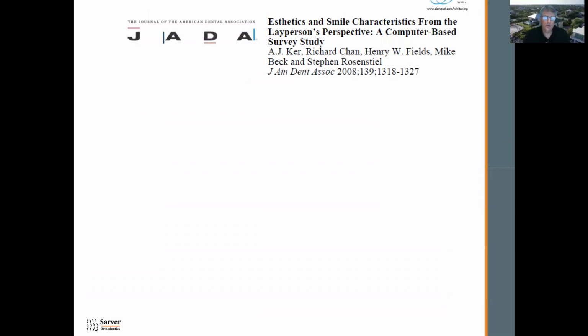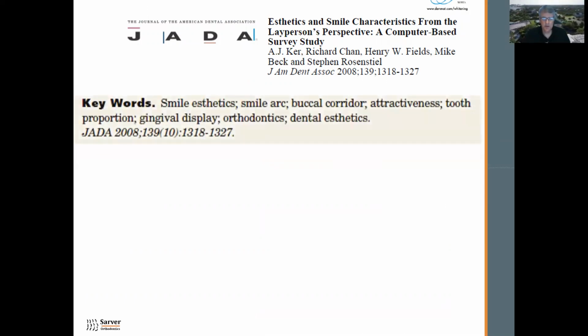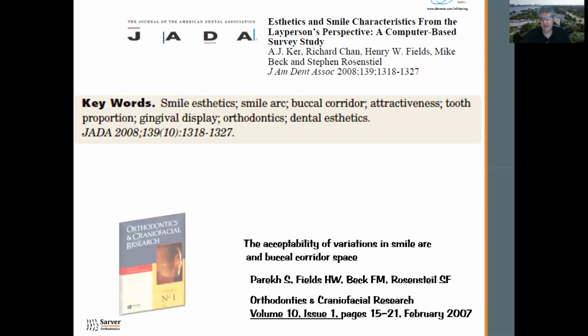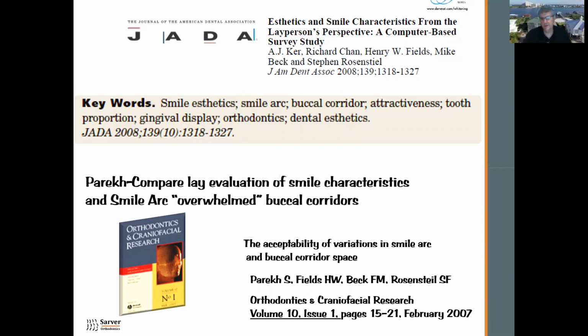Here's an important article published out of Ohio State, Kerr, Chan, Fields, Beck, and Rosenstiel, in the Journal of the American Dental Association. What they did was look at smile aesthetics and the variability of smile arc, buccal corridors, tooth proportion, gingival display, all those sorts of things. And what is really important is the acceptability of variations in smile arc. This was also published in Orthodontics and Craniofacial Research and also in the Journal of the American Dental Association.